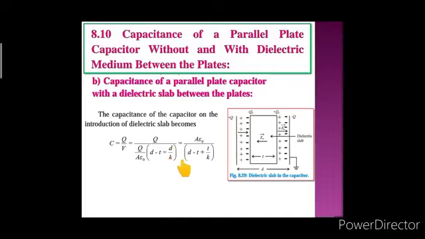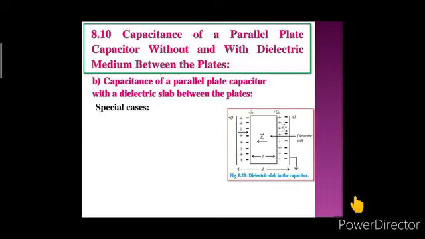And hence we can say that this q gets cancelled, this A epsilon naught would come in the numerator, and the value of C we are writing as A epsilon naught upon (d minus t plus t upon K). So this is the value of the capacitance of the capacitor when the dielectric slab is introduced between the two plates of the capacitor there.